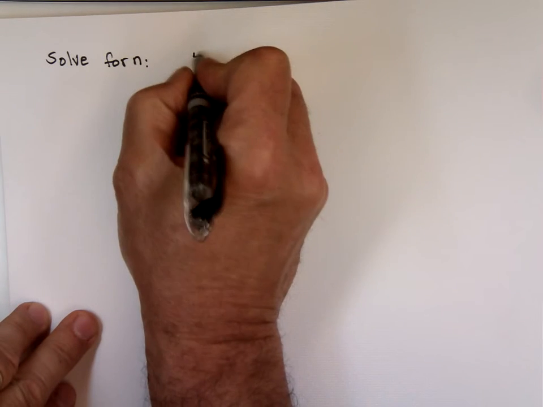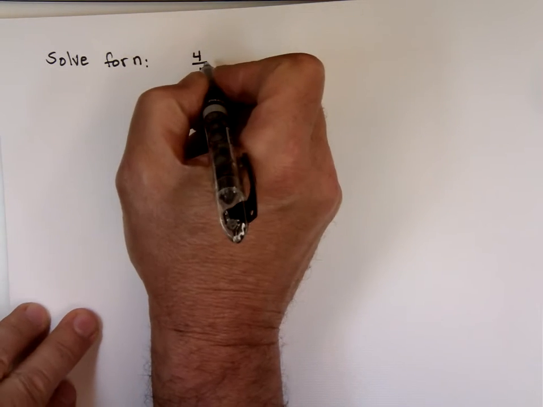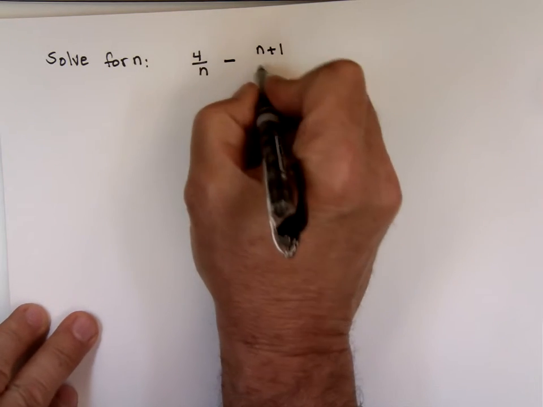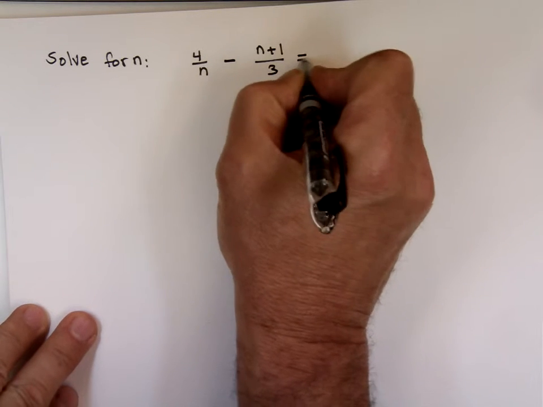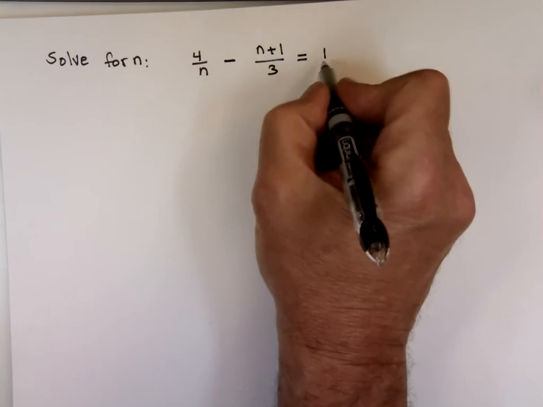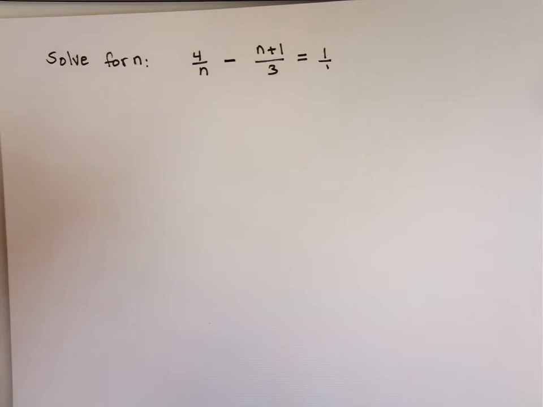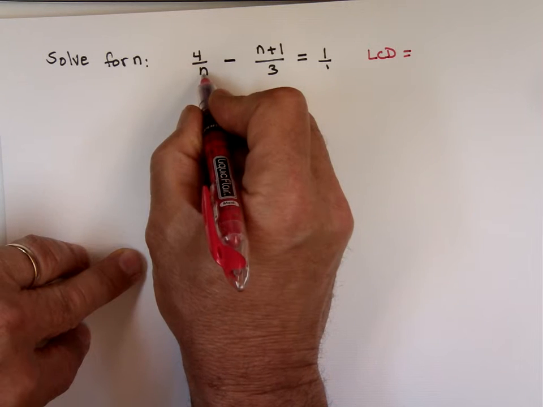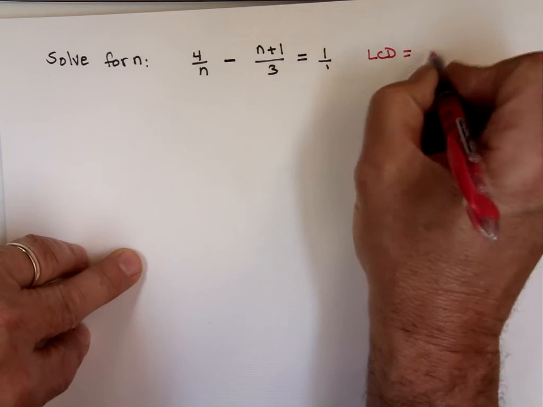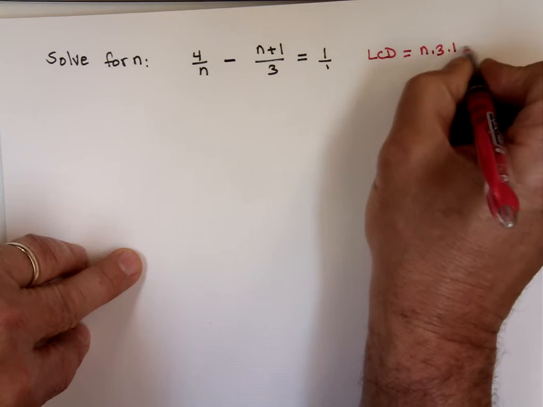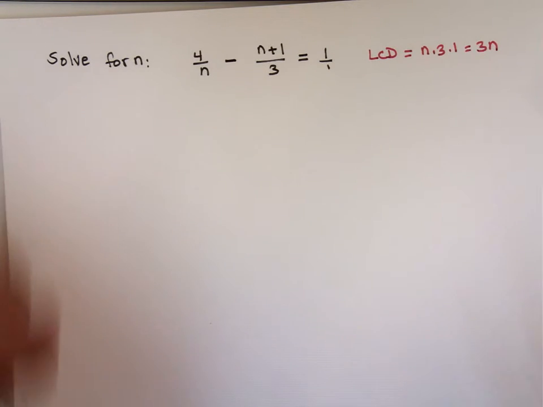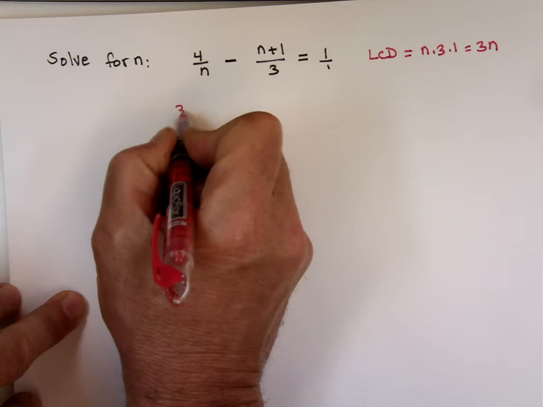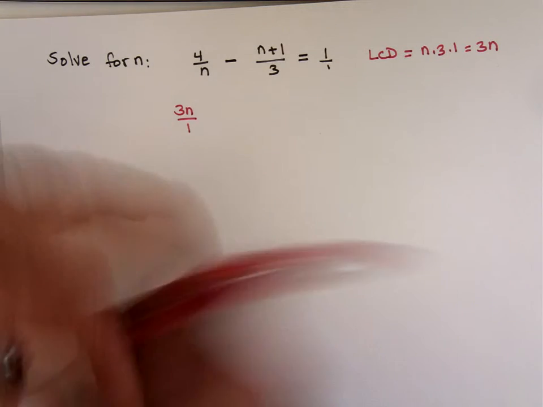We have 4 over n, notice n in the bottom here, minus n plus 1 over 3 is equal to 1. Remember, the 1 is 1 over 1. So my LCD here is the multiplication of all the different factors. The different factors are n, 3, and 1. n times 3 times 1, which is 3n. So I'm going to multiply each one of these terms by 3n, or 3n over 1.